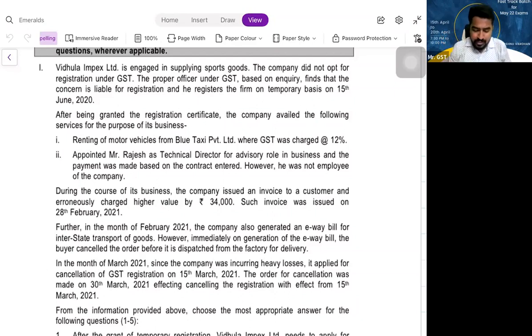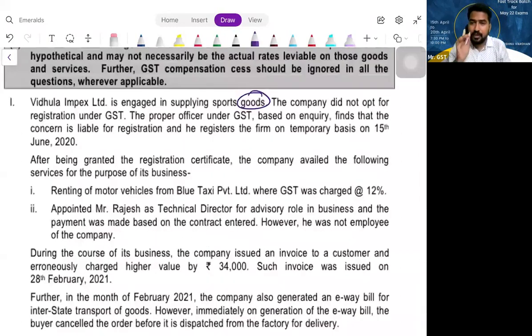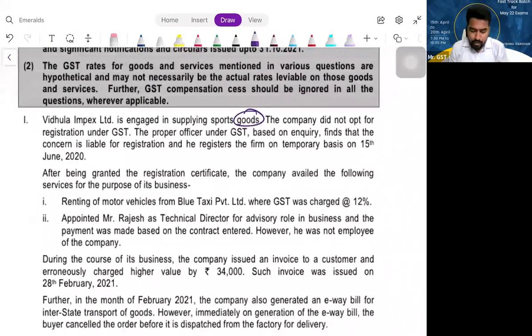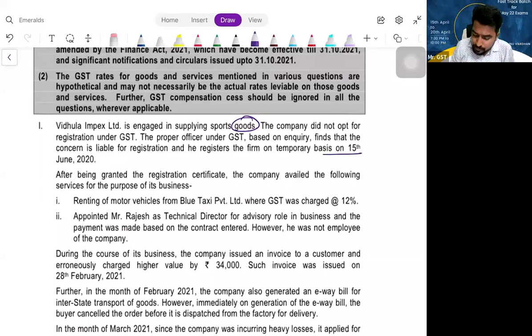Fine. So first, Vidula Impex Limited is engaged in supply of sports goods. So first thing we have to understand here is that this is nothing but related to goods. This fellow is dealer of goods, correct? That is the first thing we have to identify. Next, the company did not opt for registration under GST. The proper officer under GST, based on inquiry, finds that the concern is liable for registration, and he registered the firm on temporary basis on 15th June.